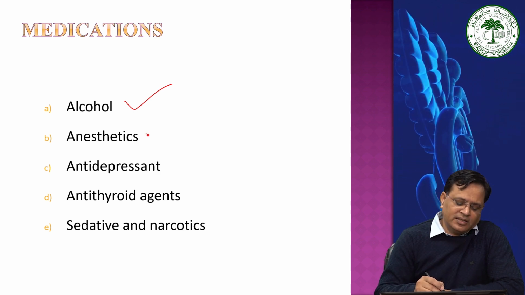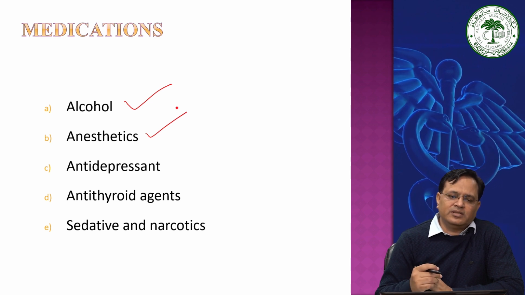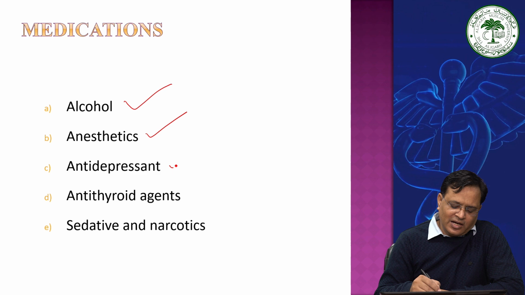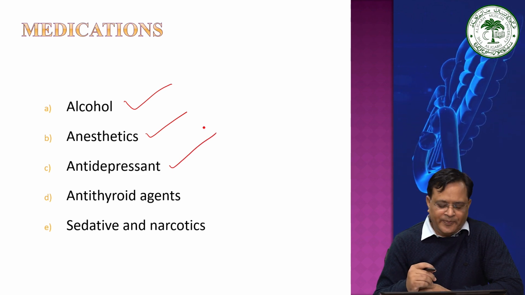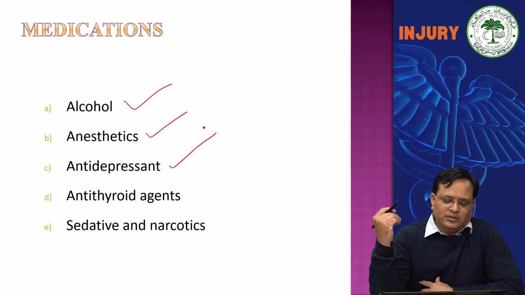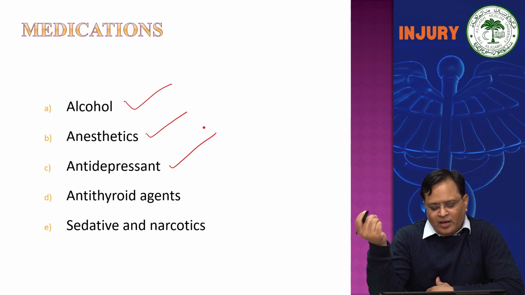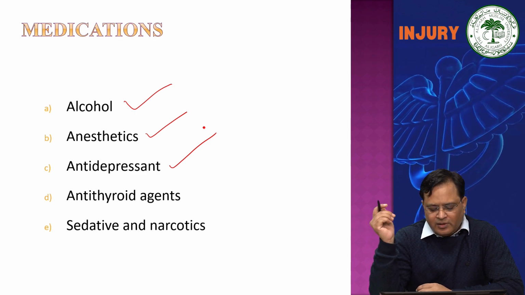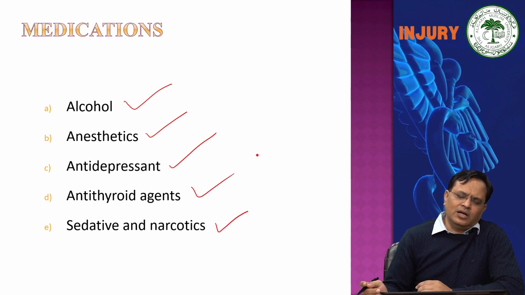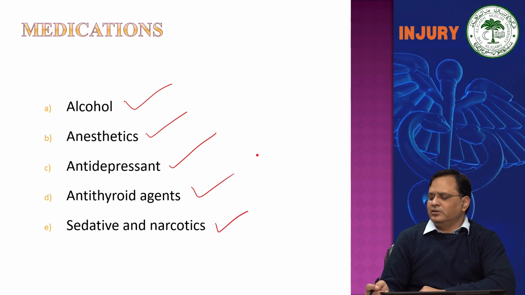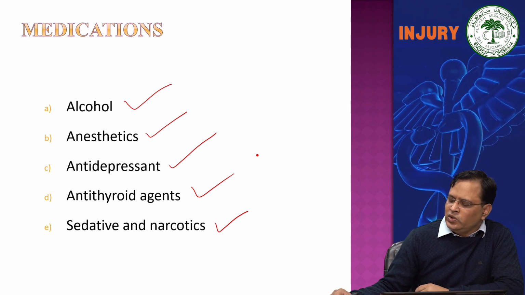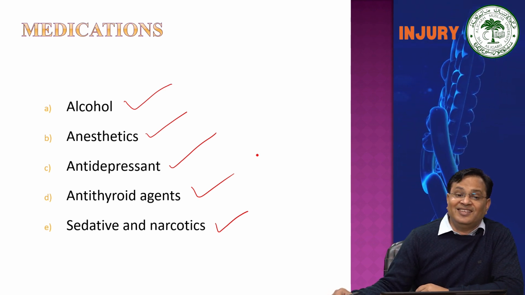Anesthetics: some of the anesthetics can lead to disturbances in the brain centers. Antidepressants can lead to hypothermia. They disturb the glands. Antithyroid agents can disturb also. Sedatives and narcotics are all mild hypothermic drugs, but not very high; in strong doses they can affect also. So we should be aware in taking history.